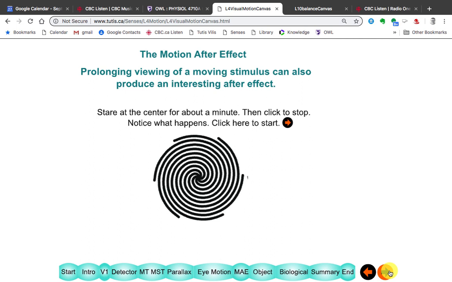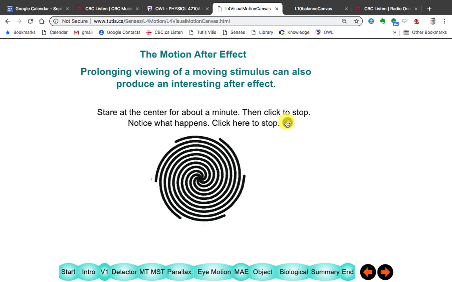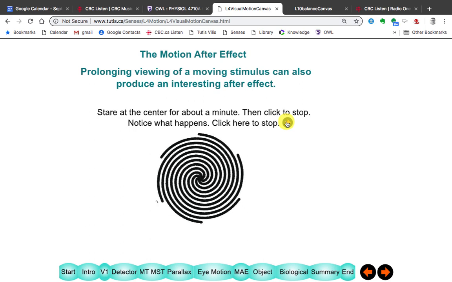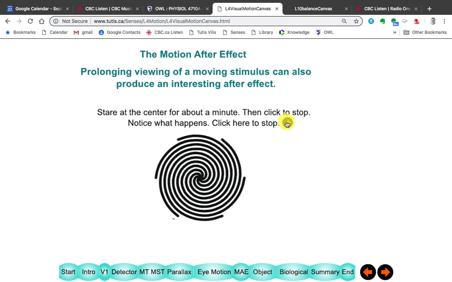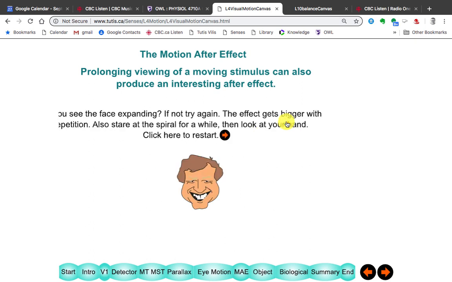Okay, another topic is motion after effect. I would like you to stare at the center of this circle. It should be big enough for most of you. Okay, start, and don't move your eyes, keep staring. What happened to the face? Hmm? I had a sense of motion of the face.